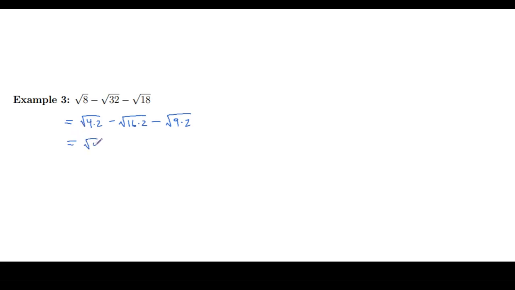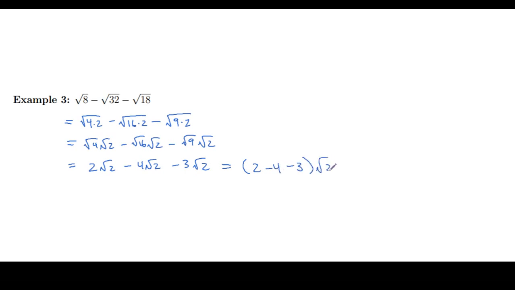So then this becomes square root of 4 square root of 2, minus square root of 16 square root of 2, minus square root of 9 square root of 2, just using that multiplicative property that we had before. This is 2 root 2, this is 4 root 2, and this is 3 root 2. Combining the coefficients, we have 2 minus 4 minus 3 root 2. So 2 minus 4 is negative 2, minus 3 is negative 5. So this would be negative 5 root 2.